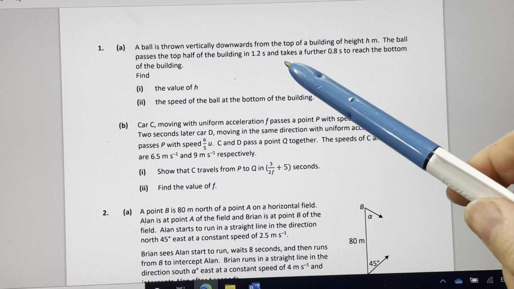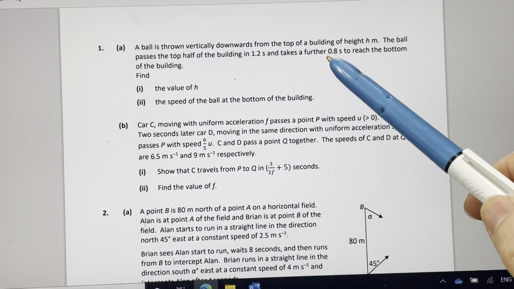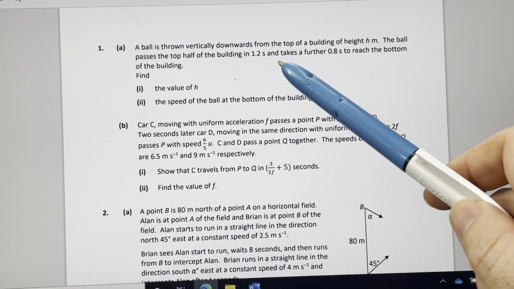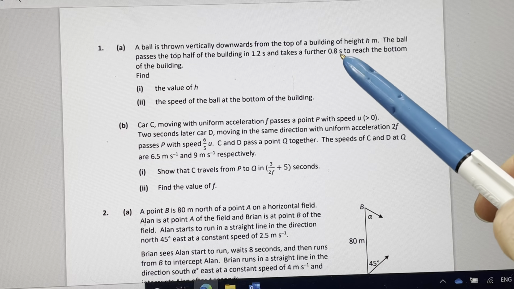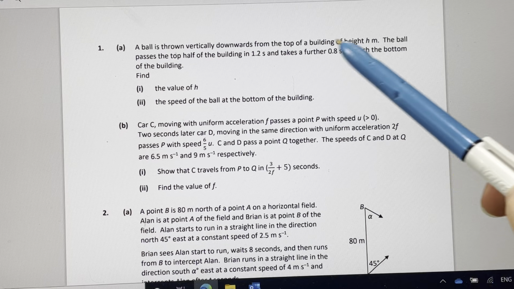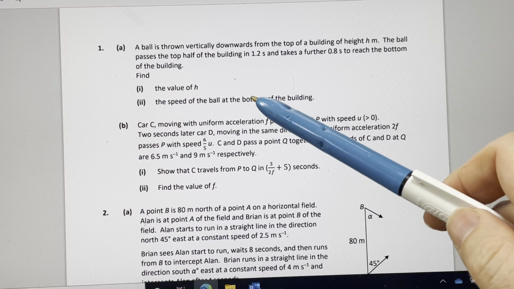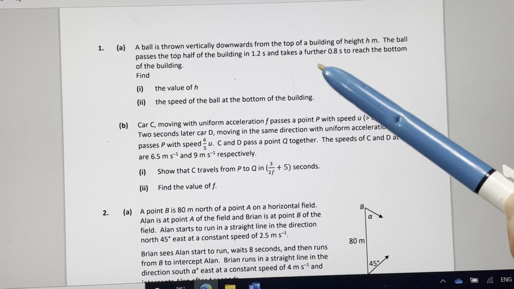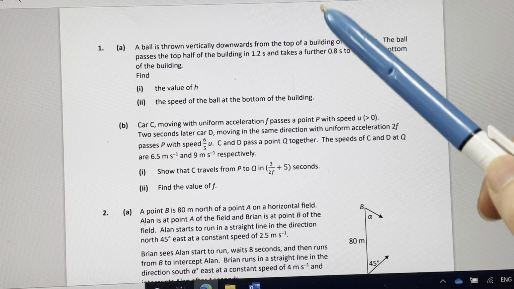So a ball reaches half the building in 1.2 seconds and then a further 0.8 seconds to reach the bottom of the building. So it's taking less time to reach the second half because of acceleration. It's speeding up. Find the value of h and the speed of the ball. That's fairly okay. The main thing there is that you don't know u.